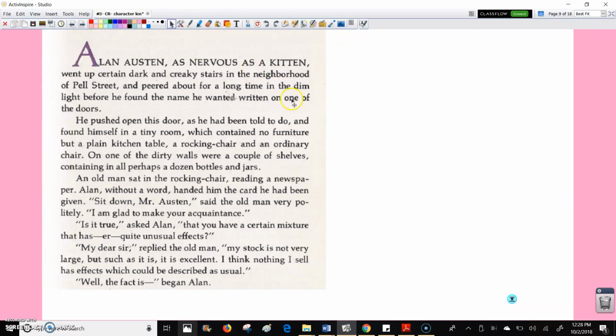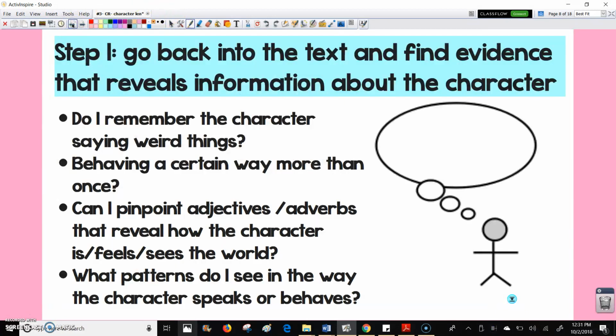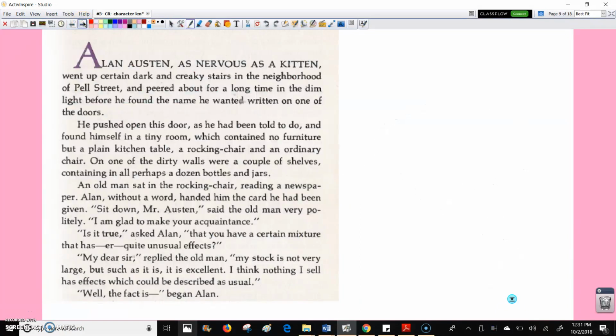Okay, so I'm going to focus on the old man. As I go back into the story, I'm thinking about that first focus question. Do I remember the character saying anything weird or doing anything weird?